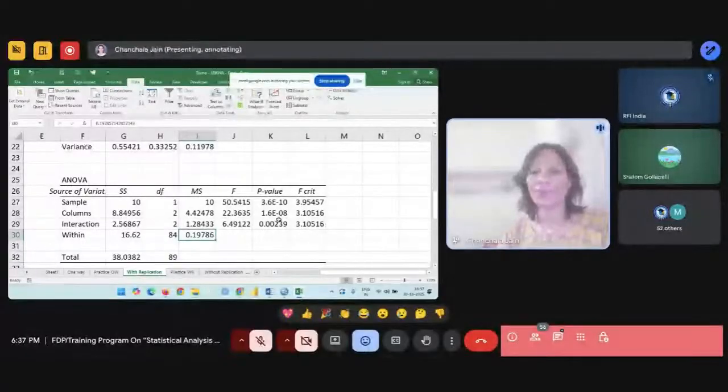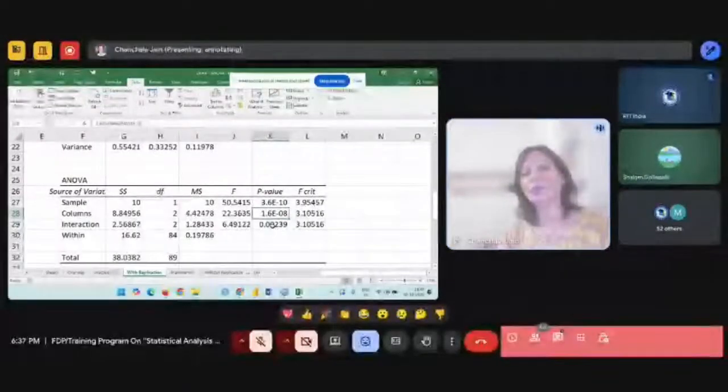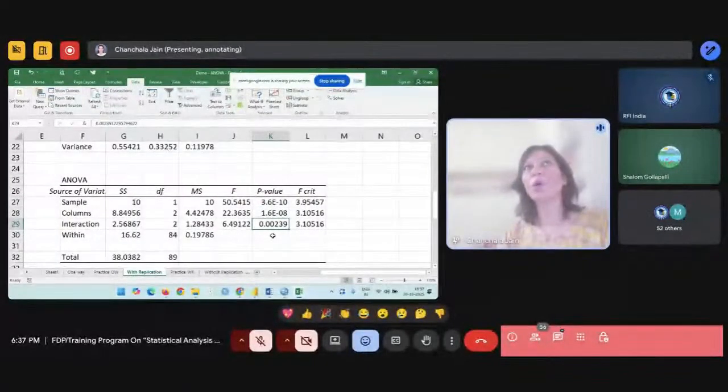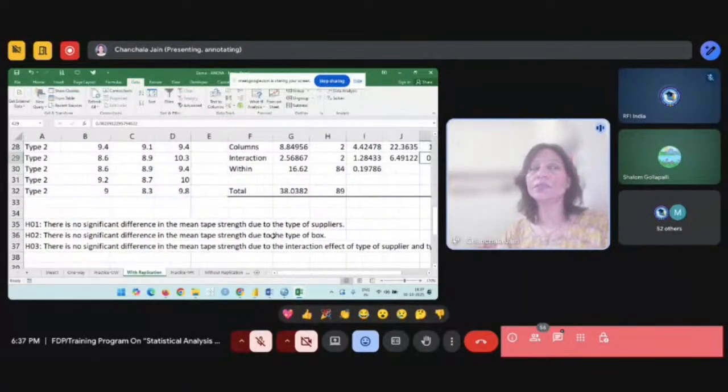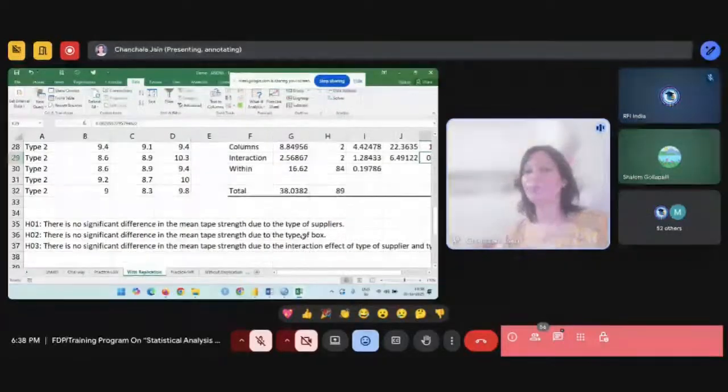On the basis of the P value approach, if you want to accept or reject the null hypothesis, you can see this P value is less than 0.05. This is also less than 0.05, and this is also less than 0.05. That means we are rejecting all three null hypotheses in our case. So we are concluding that there is a significant difference in the mean tape strength due to the type of supplier, also due to the type of box, and also when you consider both categorical variables, they are making an impact on the mean tape strength.